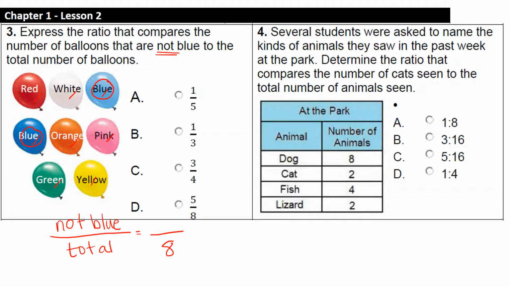So we have 1, 2, 3, 4, 5, 6 balloons that are not blue. And again, we're going to reduce this fraction by dividing by 2 and dividing by 2, and we get 3/4. So that is answer choice C.